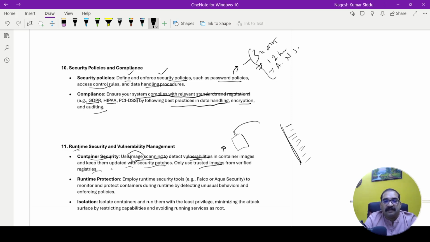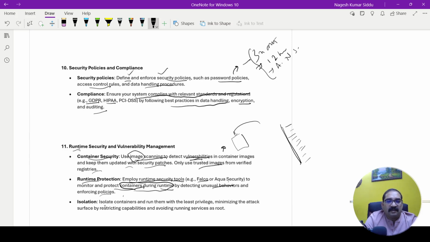Then it's like we use our antivirus software. When a new vulnerability is identified, antivirus gets updated. This can prevent it from damaging our application. Similarly, runtime protection: employ runtime security tools like Falco or Aqua Security to monitor and protect containers during runtime. This is important. During runtime, when applications are running, we can detect unusual behaviors, enforce some policies, and use security tools to identify vulnerabilities and protect our microservices.